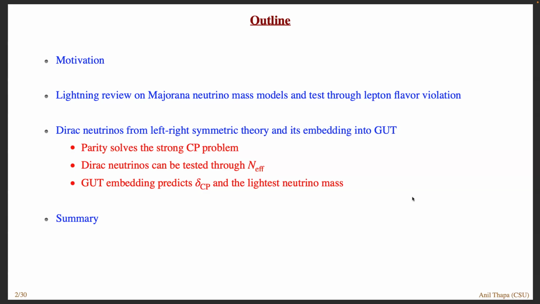I'll also talk about how Dirac neutrinos can be tested through an effective operator, and then GUT embedding will predict delta CP and light neutrino mass whenever you're trying to embed left-right symmetric theory into GUT. And I will also show why it's so difficult to construct a model for Dirac neutrinos with light Majorana neutrino mass. Then I'll finally conclude.